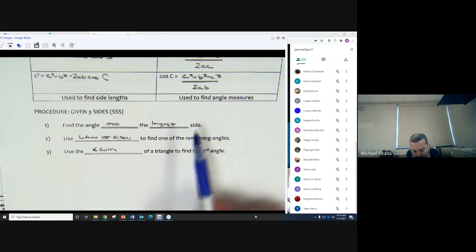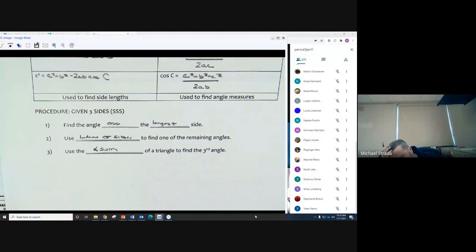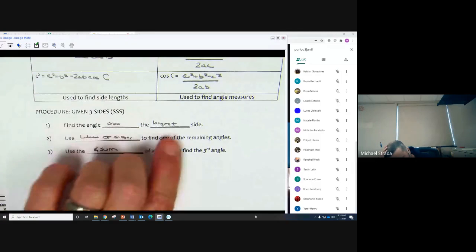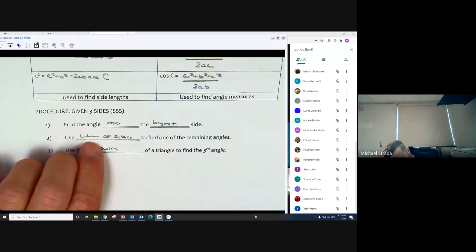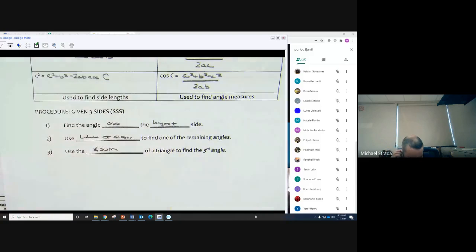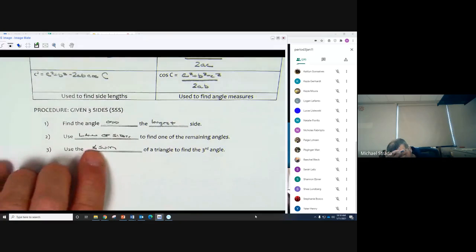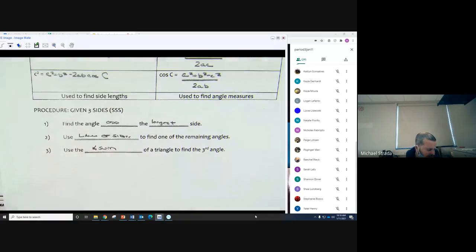All right, by finding the longest side again, we're getting rid of the ambiguous case. So we find the angle opposite the longest side given. We then will use law of sines to find one of the remaining angles. We will then use the angle sum of the triangle to find the third angle, because once we have two, all we're going to do is subtract from 180 to get the third angle.